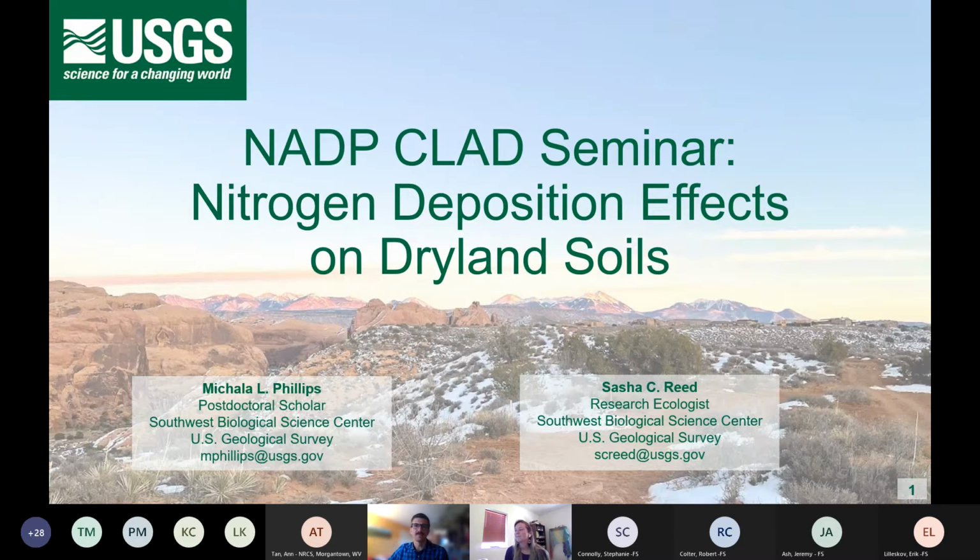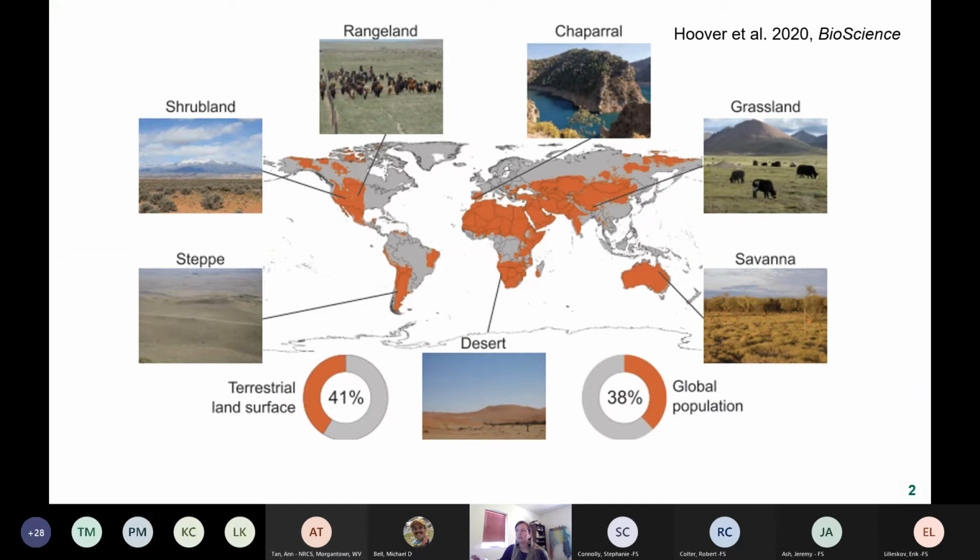Awesome. Great. Well, my name is Michaela Phillips, and I'm an ecologist at the Southwest Biological Science Center in Moab, Utah, and I work with Sasha Reed. Today, I'm going to talk about nitrogen deposition effects on dryland soils. I'm going to talk a little bit about some of my PhD work and then also some of my more current work. I think this is the first talk to really focus on dryland.